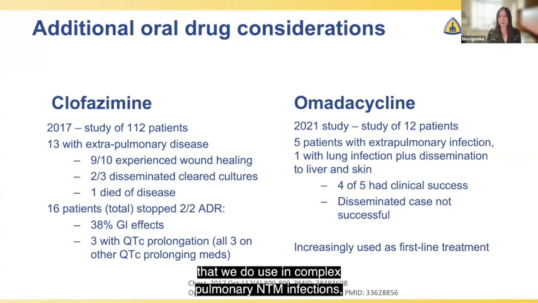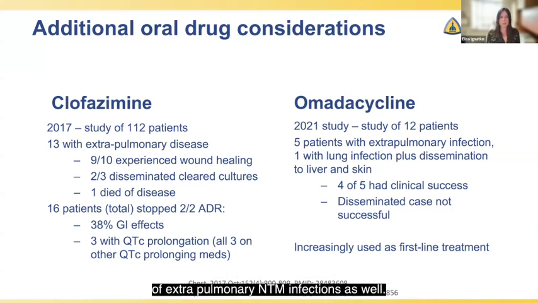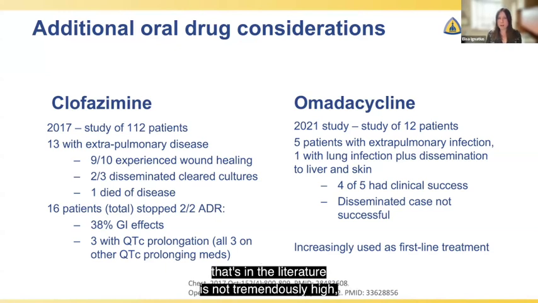Clofazimine is a drug that we do use in complex pulmonary NTM infections, particularly when people are treatment refractory, so not responding to the standard treatment. And we do use it very often, I would say, at least in our practice, for the treatment of extrapulmonary NTM infections as well. The level of evidence in the literature is not tremendously high, but we do think it works fairly well based on anecdotes in some of these case series.